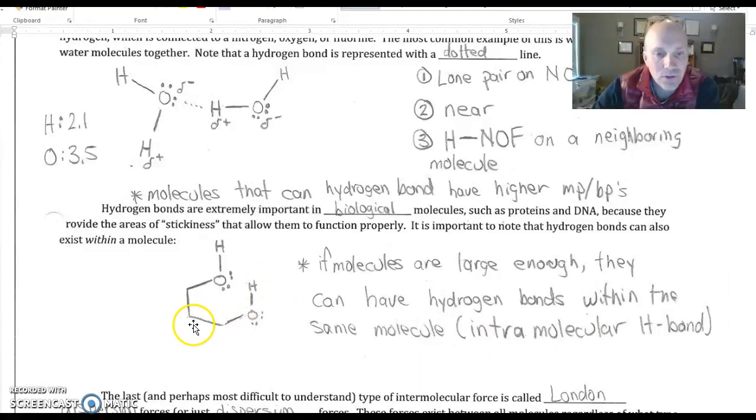All right, this has got 1, 2, 3 carbons, and you've got these OH bonds at the end of it. But notice this part right here would satisfy the lone pair on the nitrogen, oxygen, or fluorine. And this right here is a hydrogen connected to a nitrogen, oxygen, or fluorine. So what that means is that you could have a hydrogen bond between this oxygen and this hydrogen, even though they're within the same molecule. All right. Keep in mind it has to have a decent enough size to allow this type of thing to happen. But you'll see that that does happen, especially in proteins.